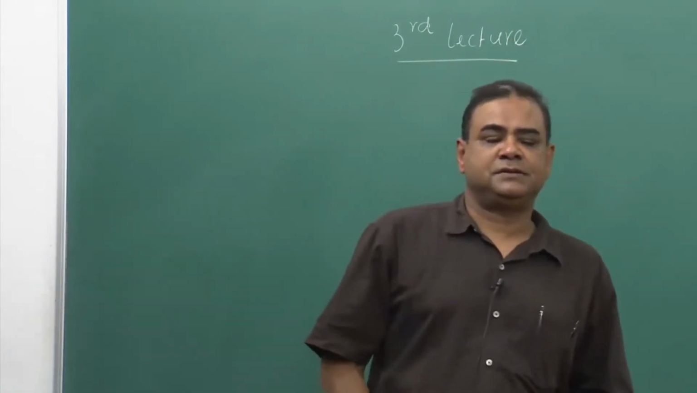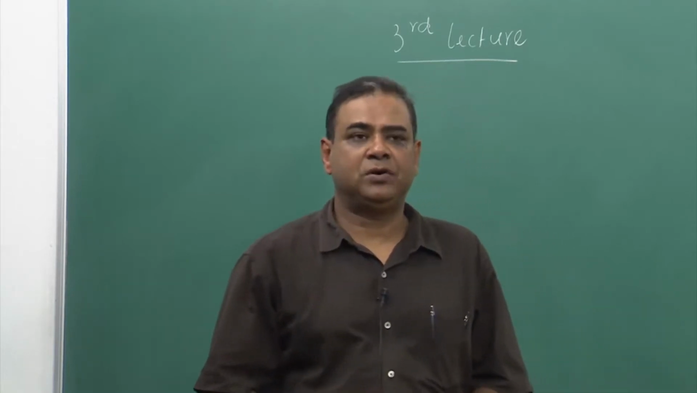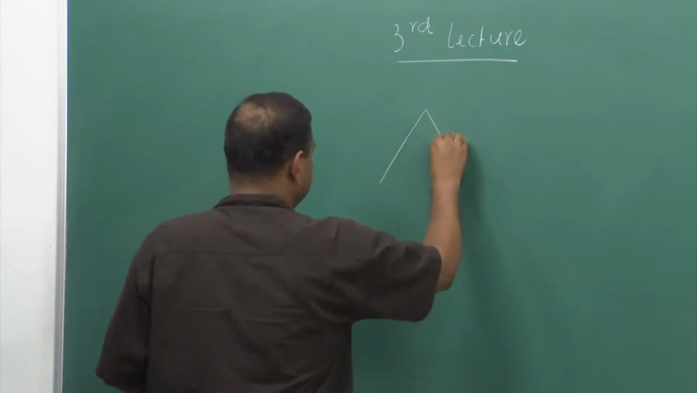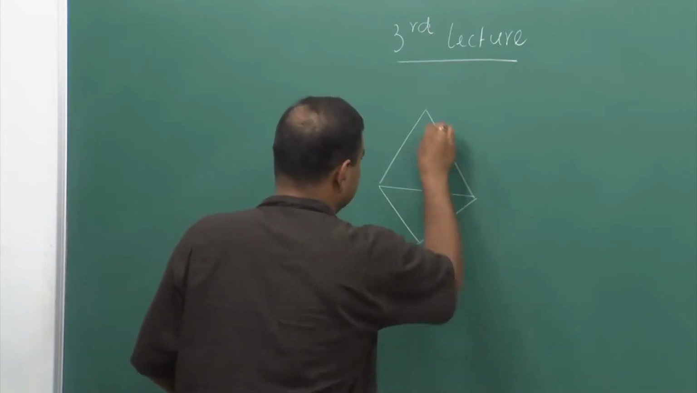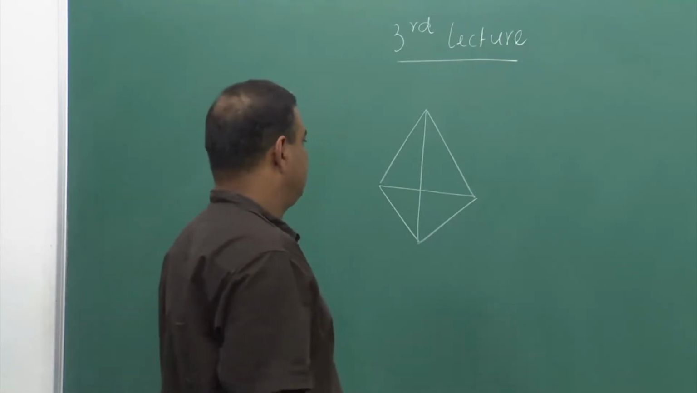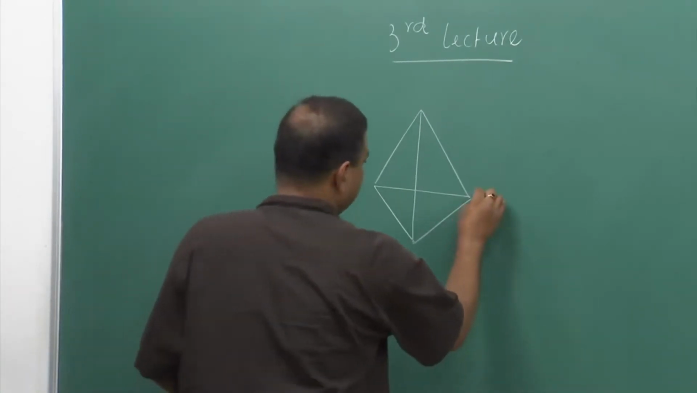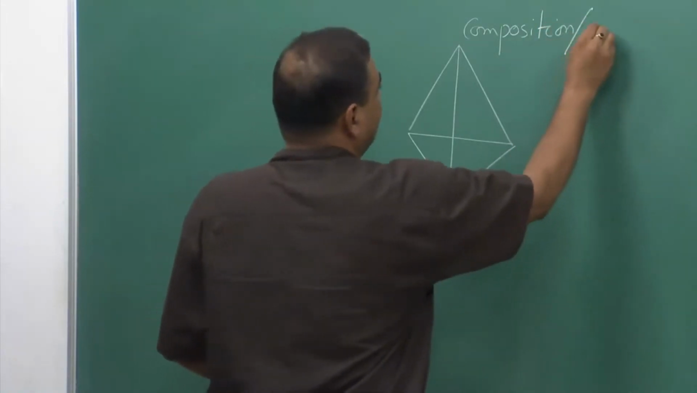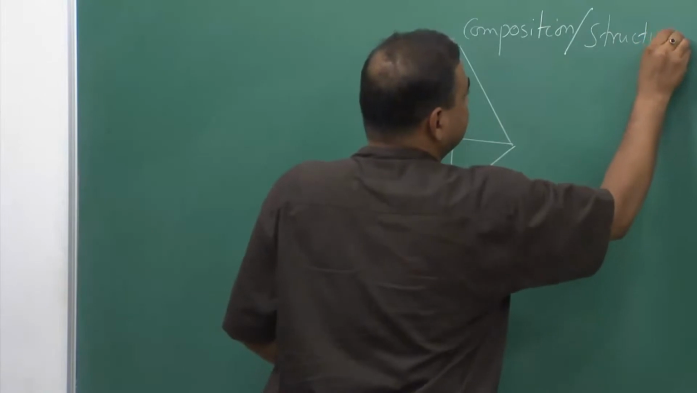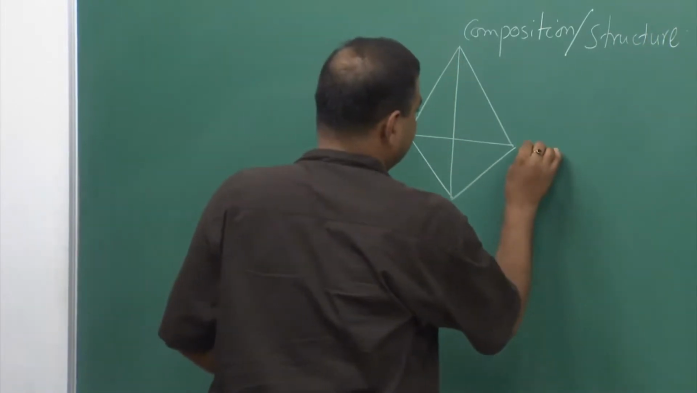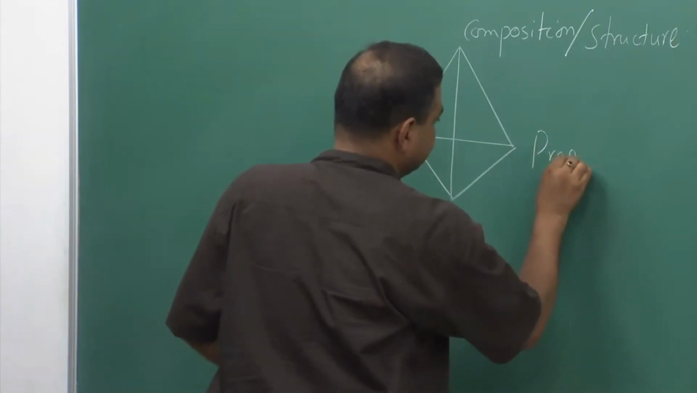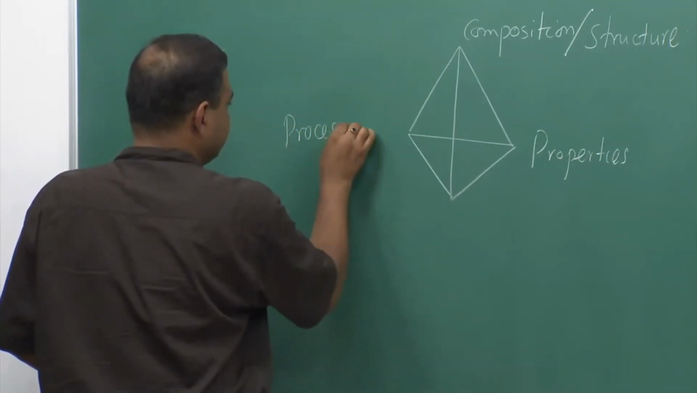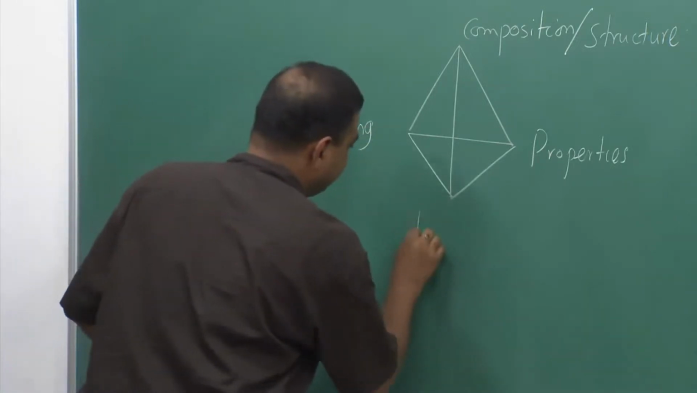And in the last two lectures, we have talked about a material tetrahedron, and in that material tetrahedron, we have seen that it has four broad sections. One is composition or structure. Then you have properties, then processing, and finally, we have performance.